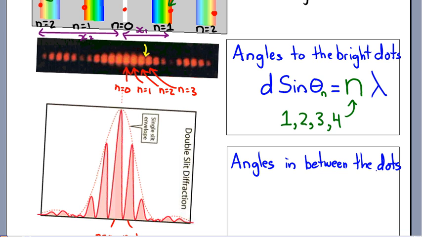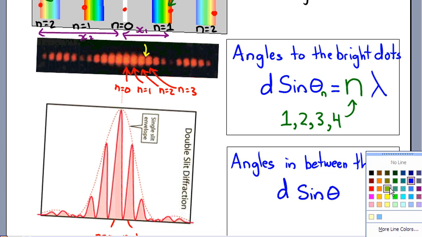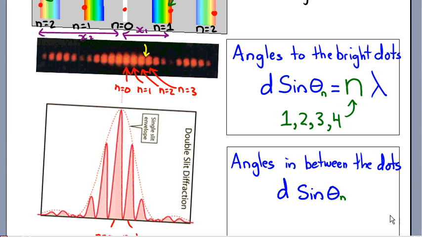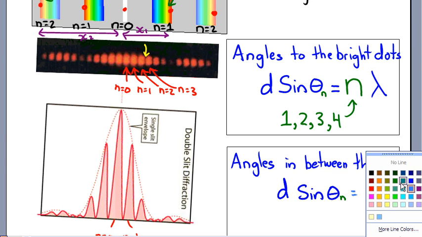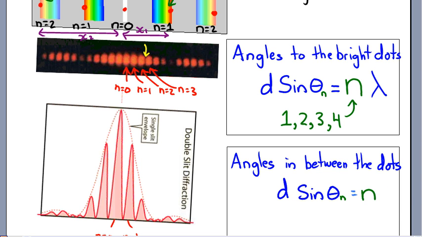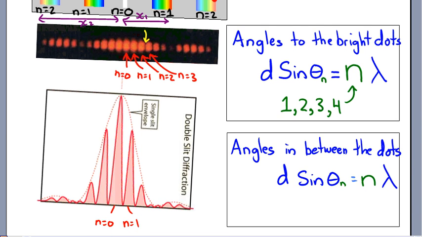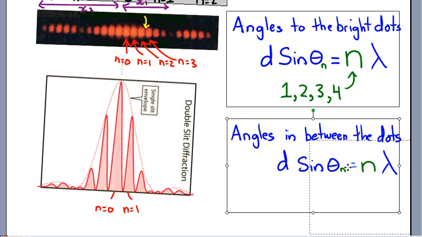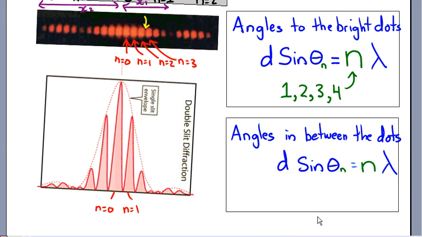No problem. Same equation, don't change that. d times the sine of the angle is equal to some number we're going to put in times the wavelength. But this time don't put in whole numbers. If you want to find spots in between, then go ahead and put in half numbers. So you could put in numbers like 1/2 or 1.5 or 2.5 and so on. You can keep going with that idea, and that would help you find those places in between the dots.